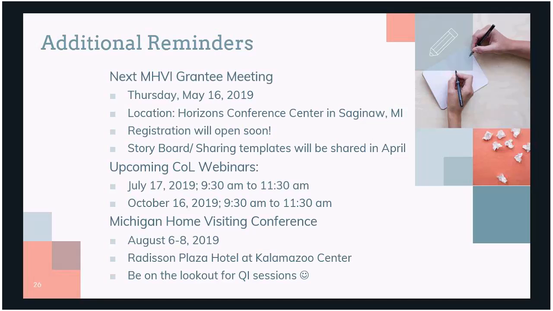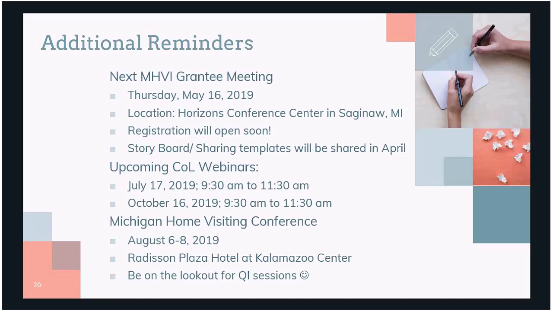We have 2 community of learning calls that are scheduled out for the remainder of 2019. One will be happening on July 17th, and the one that follows will happen on October 16th. So if you don't have those on your calendar, go ahead and put those on your calendar and save that time for yourself and your team to join us in this virtual environment.